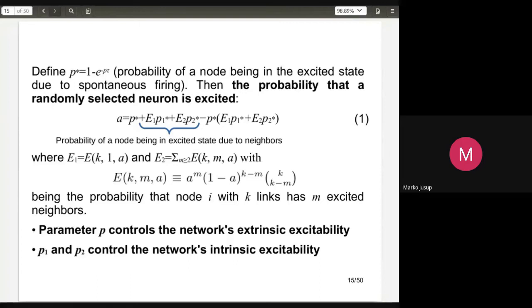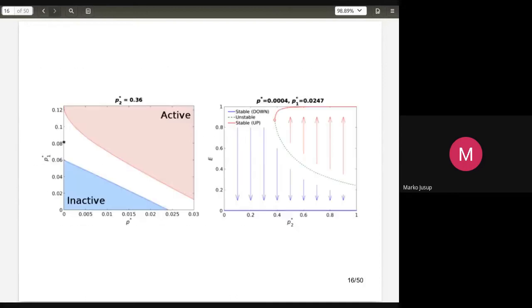Then we can look at the fraction of active nodes, play a little bit with probabilities and equations, and after a little bit of algebra, we came up with this equation 1 here. What is important about it is that we have A, the fraction of active nodes, on the left and right side, and in fact, the equation itself is nonlinear. Nonlinearity means that in some cases we will have multiple solutions. So for some set of parameters, we will have multiple solutions.